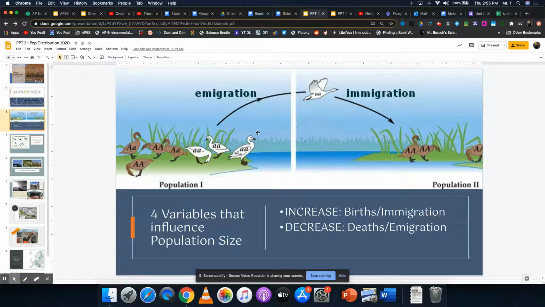Okay. Populations are increased through births and immigration. They are decreased through death and emigration. Emigration is leaving a population for another one. Immigration is entering a population from another one. Births and deaths are self-explanatory.